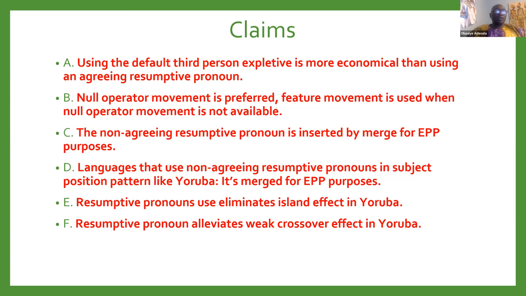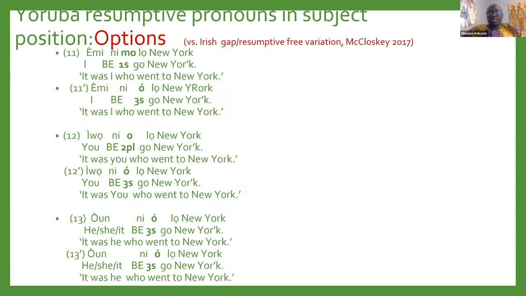And then we're also going to see from other languages how this comes up, and then we'll see if we can extend whatever analysis we have for Yoruba to those languages. But all said and done, the resumptive pronoun is used very widely in Yoruba to the extent that it's actually contributing to the elimination of island effects in the language, and also affects the fact that Yoruba doesn't exhibit weak crossover effects. So let me give some basic introduction about the data of distribution of resumptive pronouns, and then we'll continue later on.